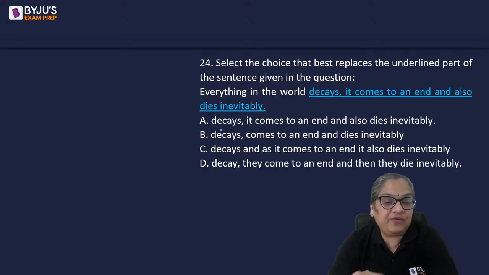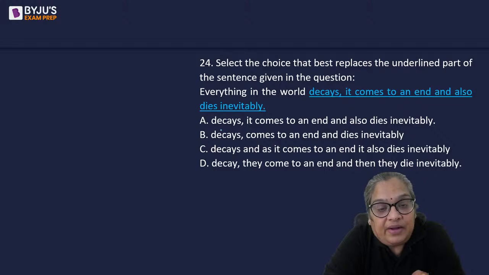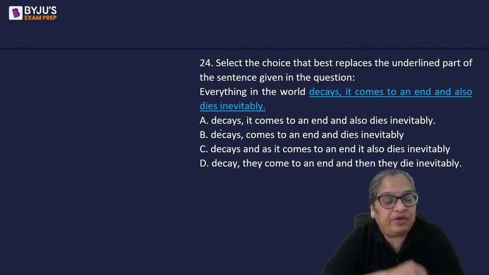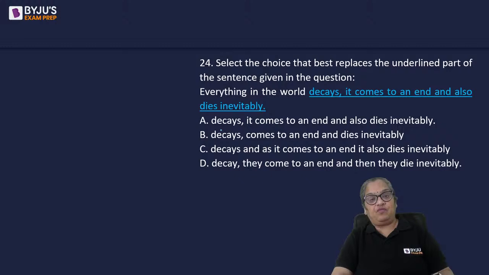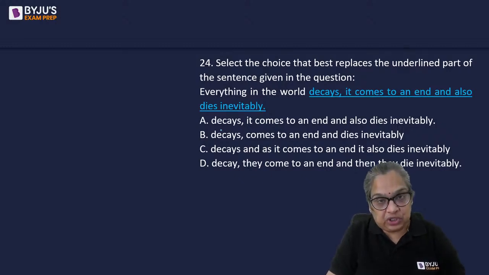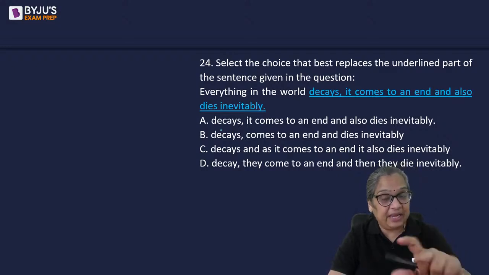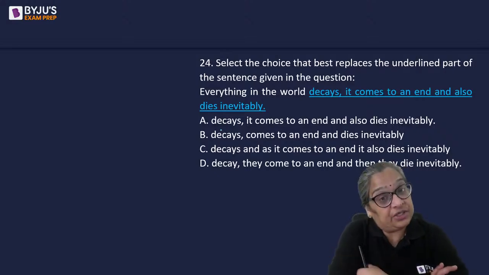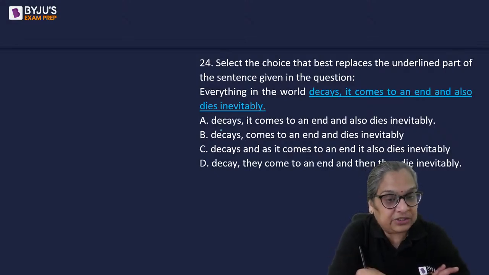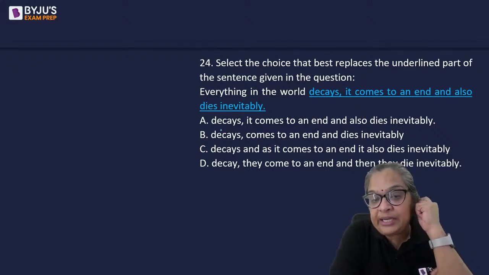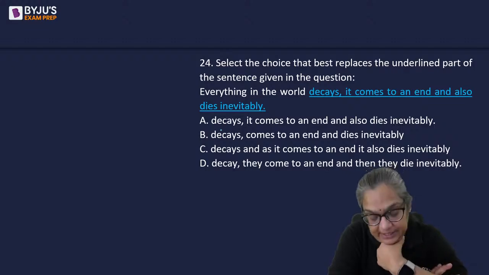All right. 24. We are looking at a longer sentence, because we are looking at a rule which may involve, when you get a longer sentence, you know that the rule involves use of phrases or clauses, use of modifiers, parallelism, maybe tenses. These are the four rules that might come in handy when the underlined section looks a little long. All right, so what's the answer for 24? Everything in the world decays, it comes to an end, and also dies inevitably.